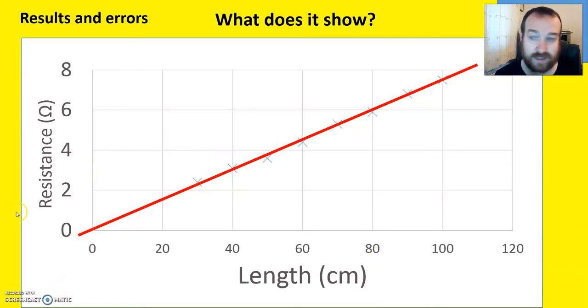So as the length increases, the resistance increases, which is to be expected. As I increase the length, the number of collisions between the electrons and the metal ions goes up. The longer the wire, the higher the resistance.